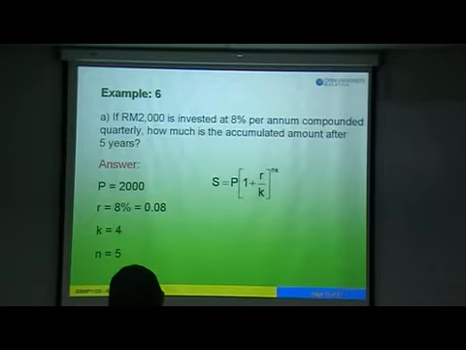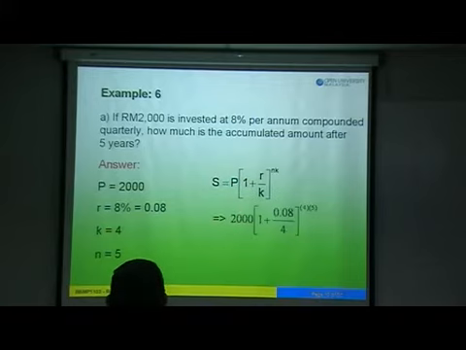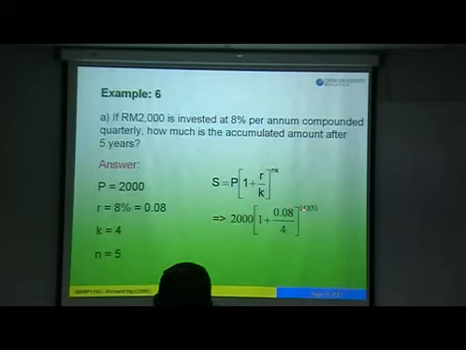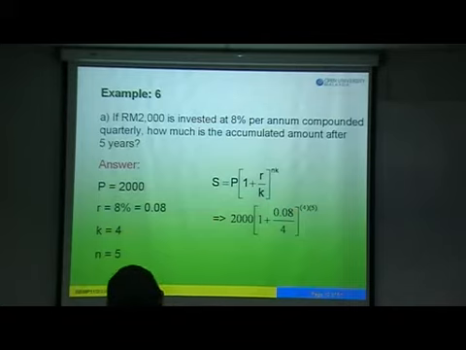So you need to remember one formula now. So what you do is to substitute whatever given. For example, P substitute with 2000. Okay, and then 1 plus r, r is 0.08, k equals 4, so divided by 4, then bracket, the power nk, n is 5, k is 4, so 5 times 4 actually, 4 times 5. Okay, clear now?